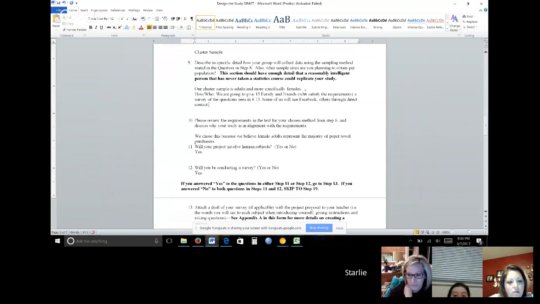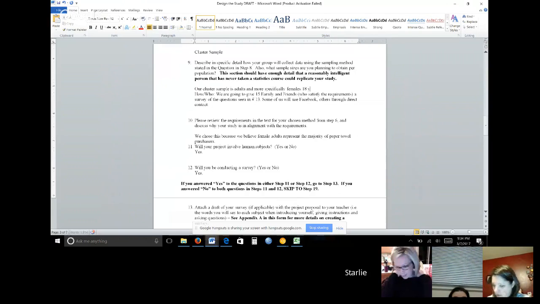Specifically, is it just females? Should we be more specific about the age range? Adult females, so 18 and older. Yeah, it's got to be old enough where they're buying their own paper towels. So years and older, that are independent.